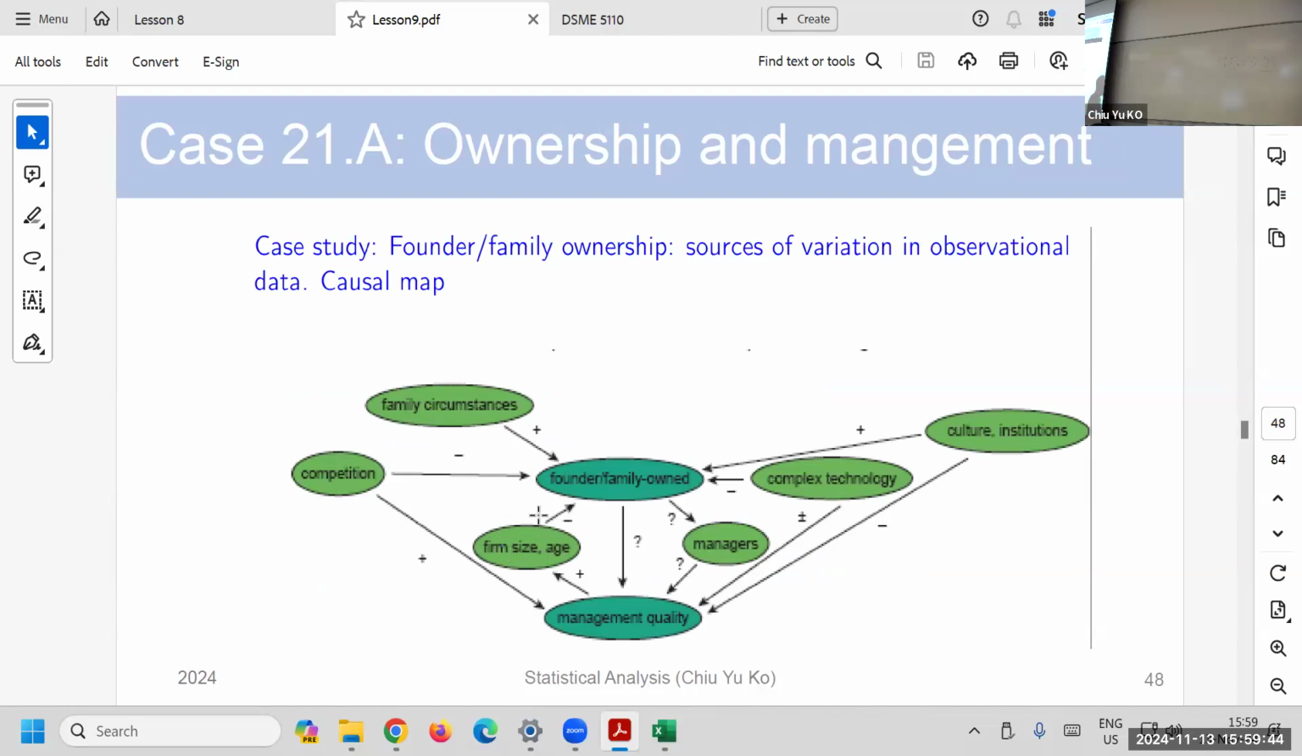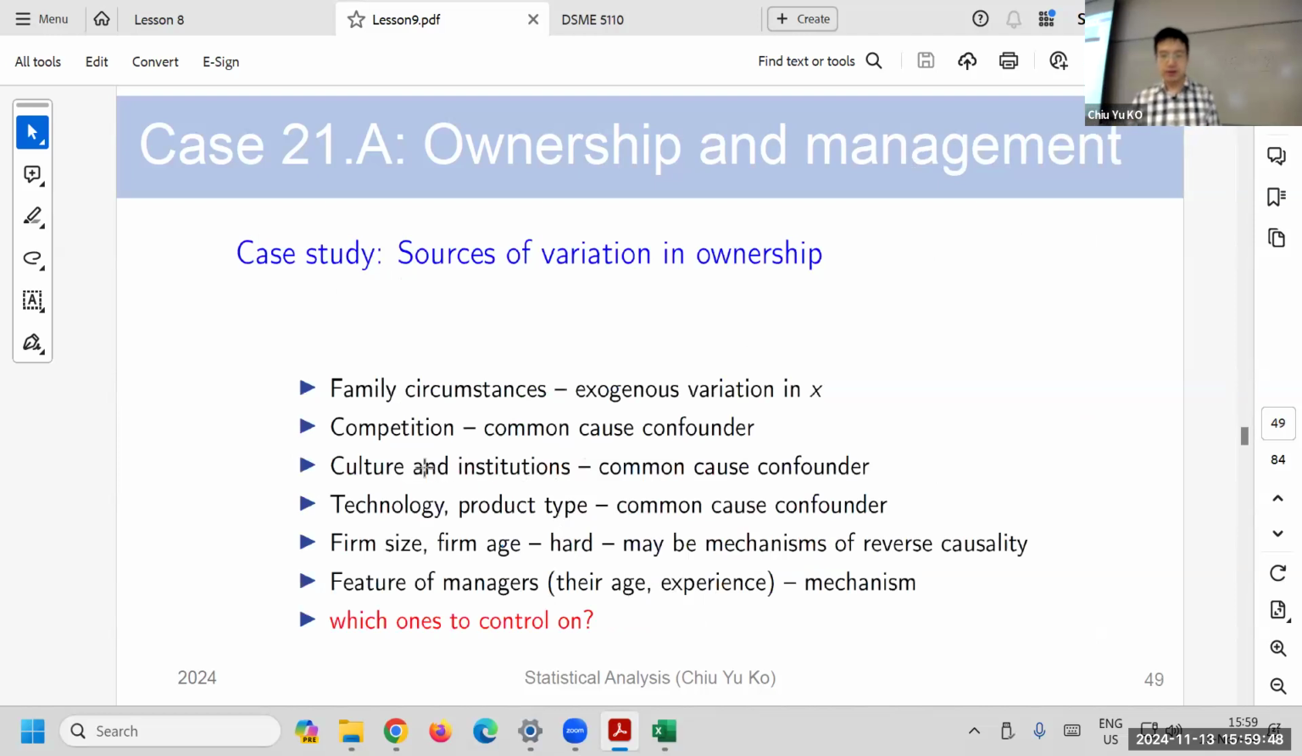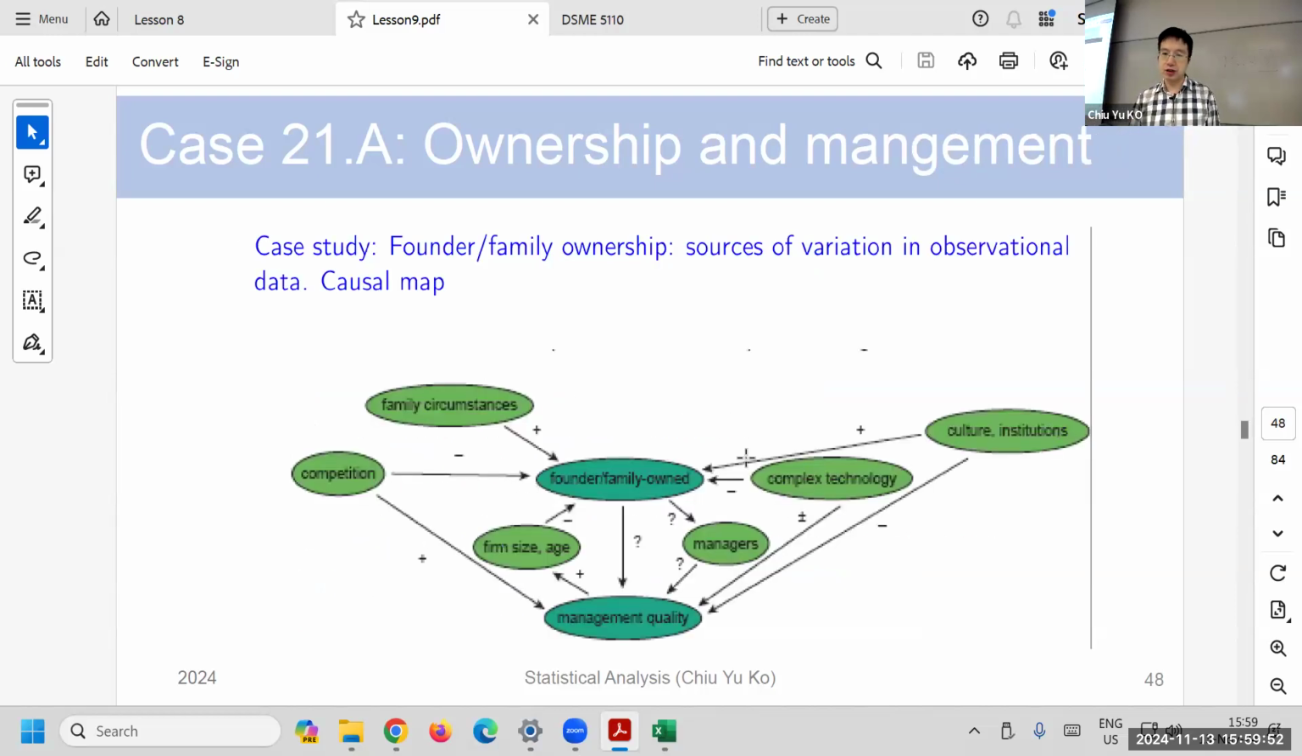So it should be part of your control, right? This is the control that you should do. The third one is culture institution, right? Whether culture would change, whether people want to own the family and how the management quality, right?